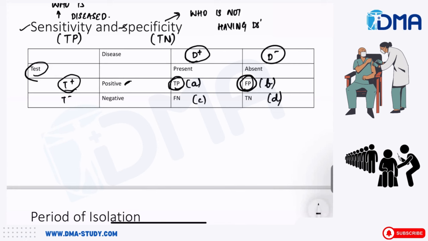The next thing is, the disease is present, but the test shows it is negative. So it is false negative. And finally, test is also negative, disease is also absent. So it is true negatives. So in case of sensitivity, we have to know who is diseased. In case of specificity, we have to know who is not having the disease.